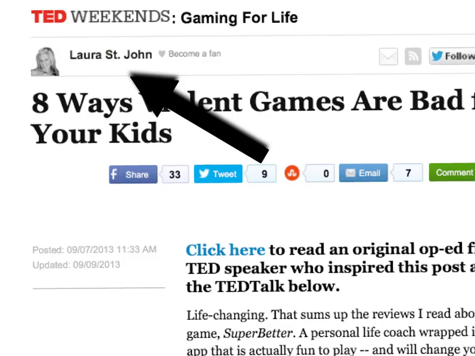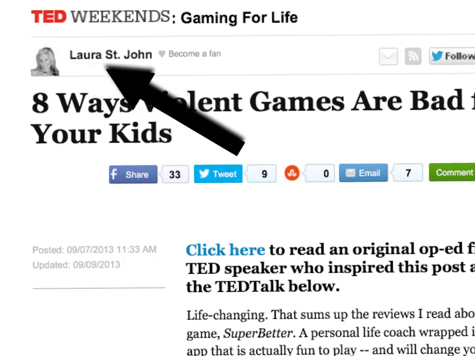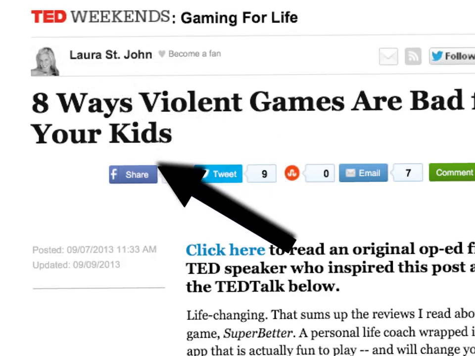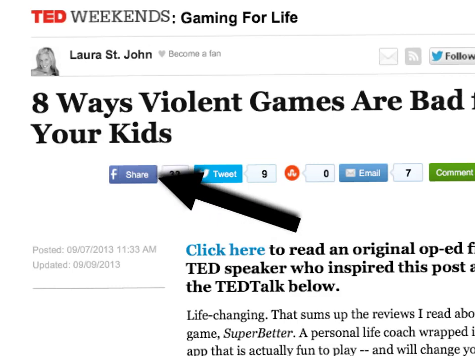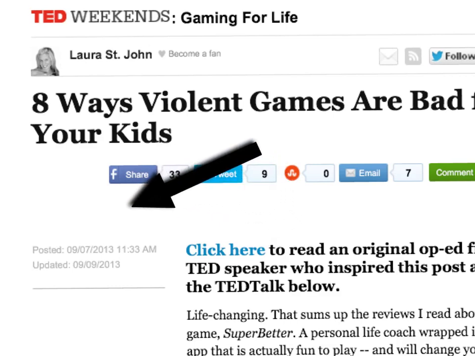Some of them it's really easy. If it's a reliable source, the name of the author is going to be right at the beginning of their article. This is an article about violent games being bad for kids. That is a persuasive argument. And if you don't agree, you might want to look at this one and see what she says and come up with some counter-arguments for it.